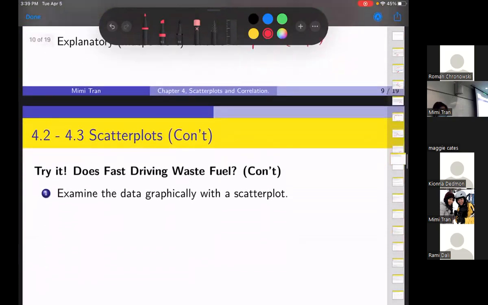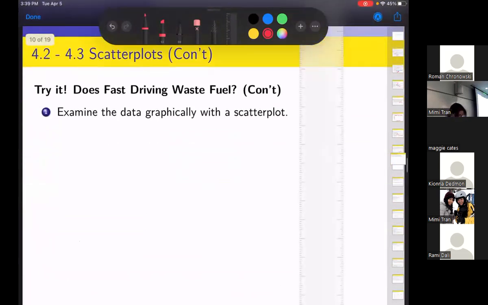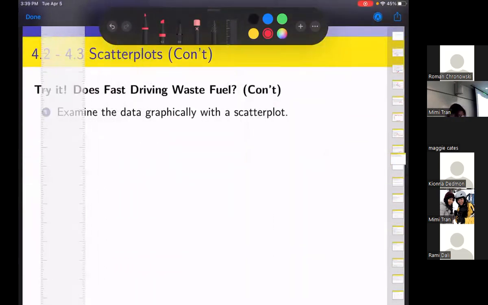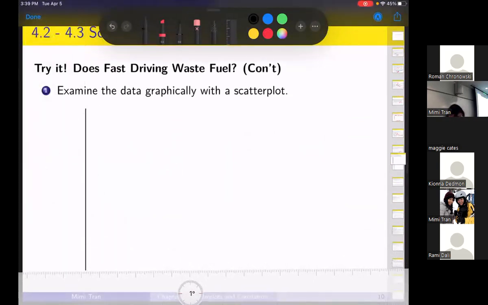Right? Okay, examine the data rapidly with a scatter plot. So we're going to do it by hand. It's kind of tedious, but I just have to show you how to do it. I don't think you're ever going to be asked to graph this. I'm not sure though. I haven't taken a look at the final exam closely.